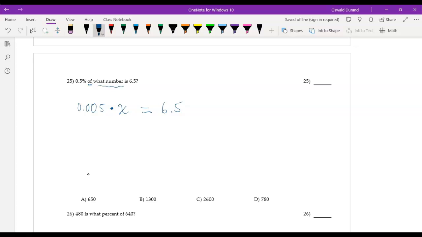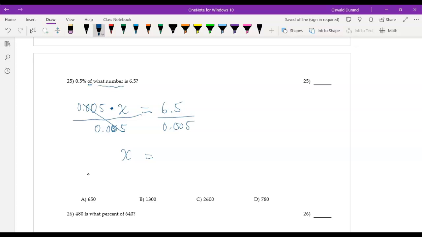So that means that if it's a multiplication between 0.005 and x, I need to divide by the value in front of the x in order to solve for x. Oops, I need 2 zeros and a 5. And do the same thing on the other side, and I will find what x is equal to. All right, so let's do that.